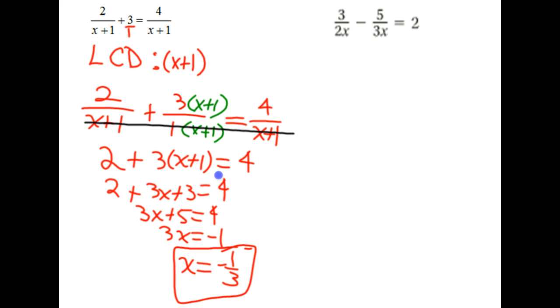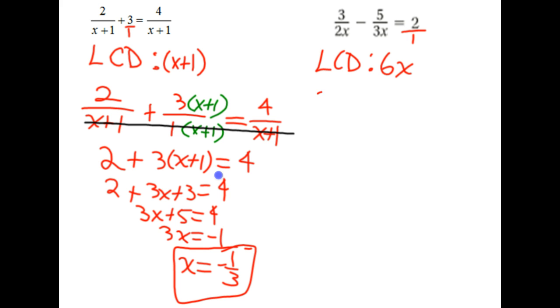Let's take a look at another example. All right, in this one I've got 3 over 2x minus 5 over 3x equals 2. Again, I'm going to make my LCD. Now notice, none of those denominators can factor, so my LCD, the least common denominator between 2 and 3 is 6, and between x and x is x. My goal is to make all of these bottoms turn into a 6x.